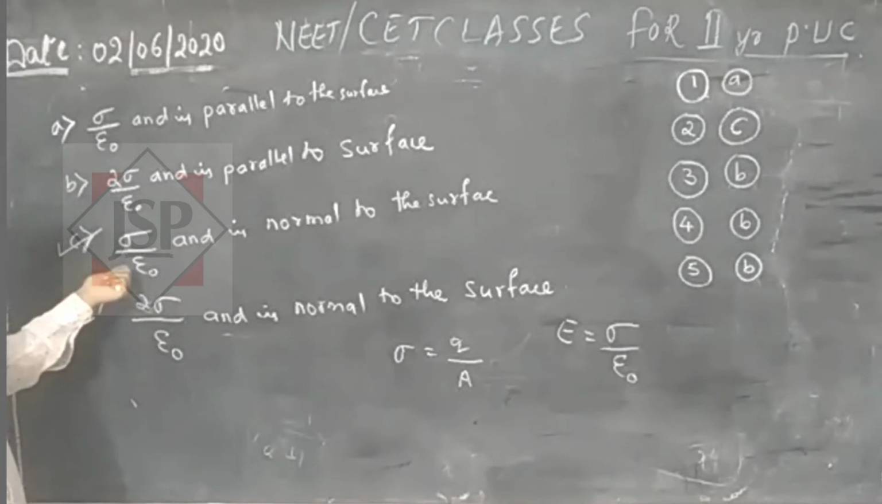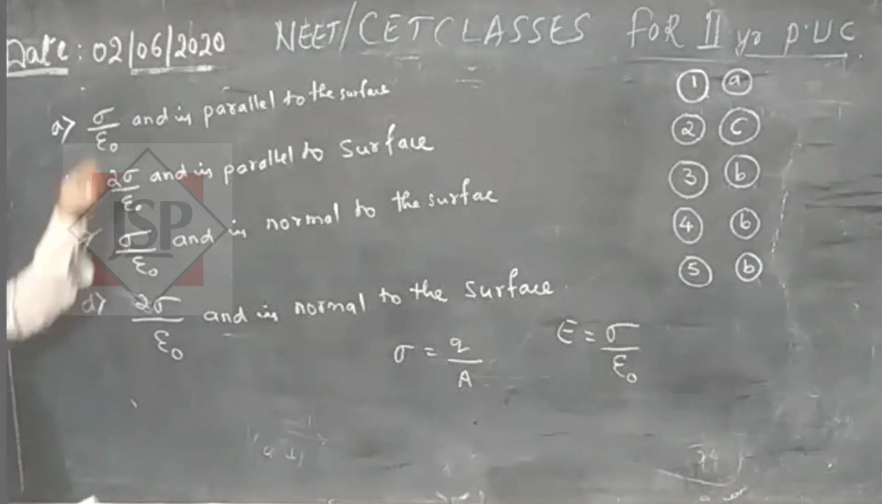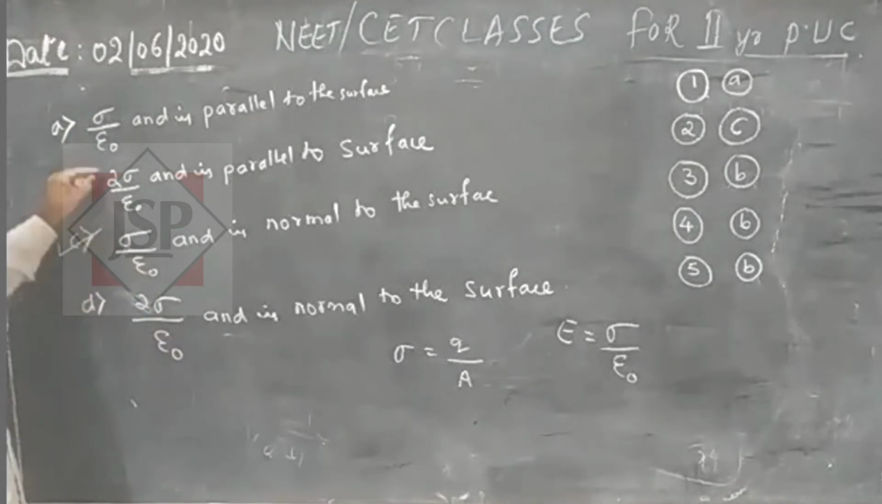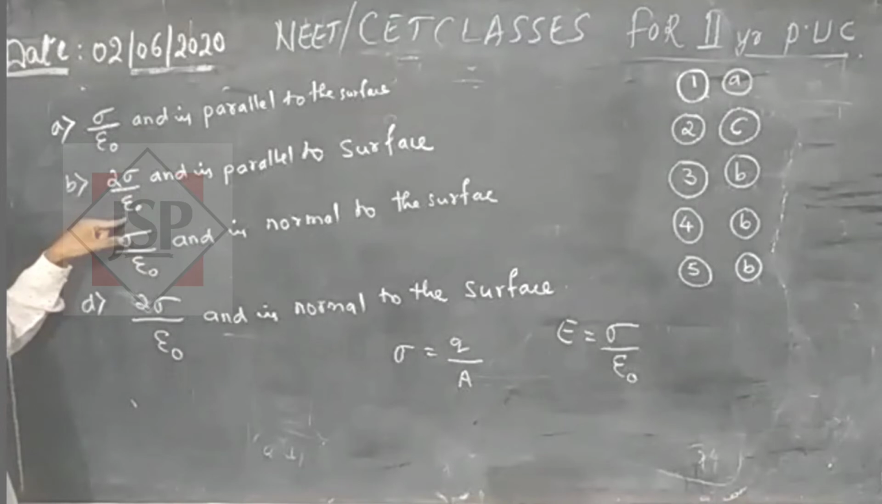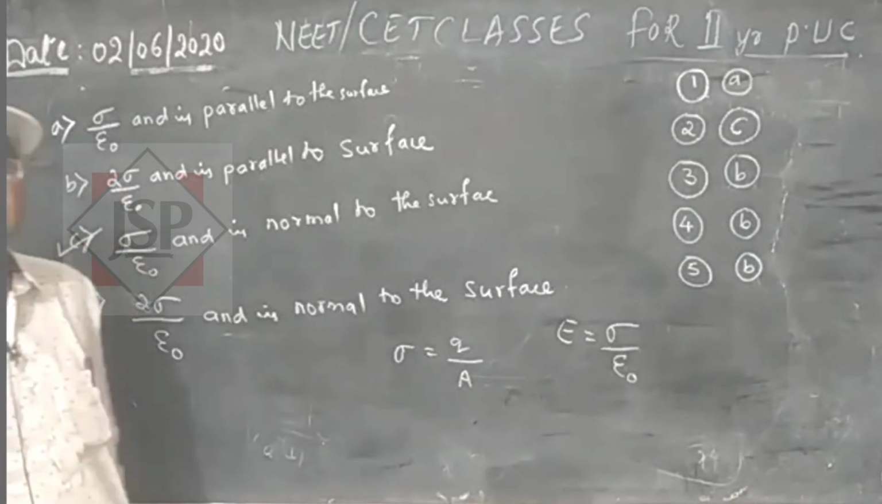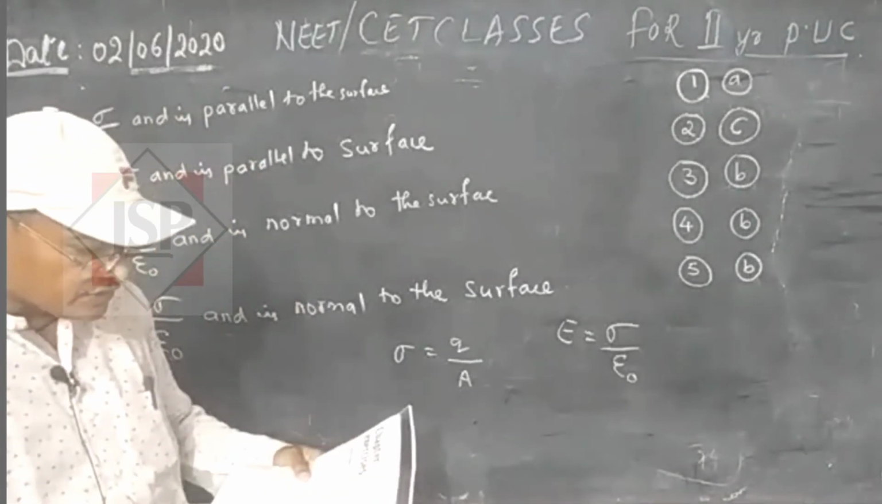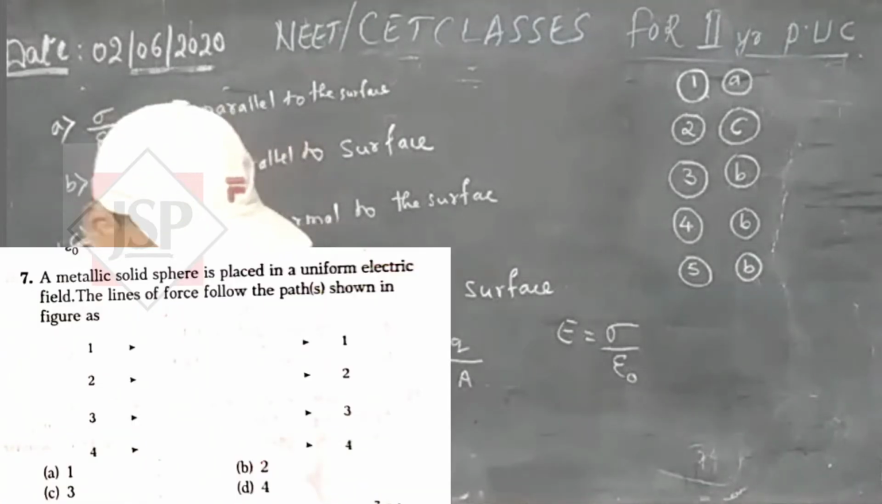Because of that, students having no NEET knowledge are only choosing like this. Accuracy is important. All the answers are correct only. We can see 2 sigma divided by epsilon, this is also a correct answer. This is also correct. But which one is accurate, that we have to understand. Okay, so now the next question, the seventh one.